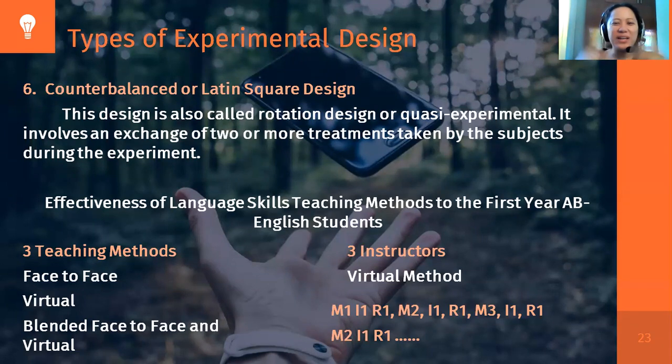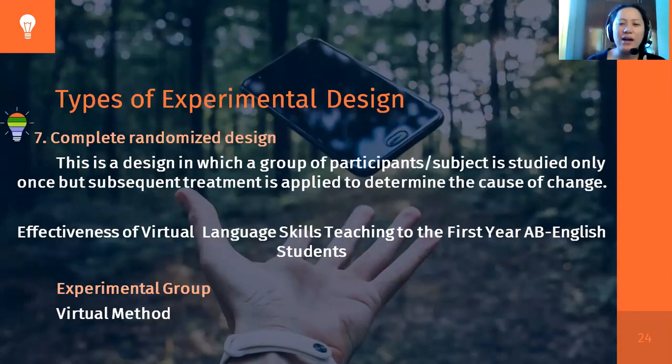So I hope you can get the rotation. Just imagine basketball where this team must encounter all other teams. So just like that. Number 7, you have the complete randomized design.